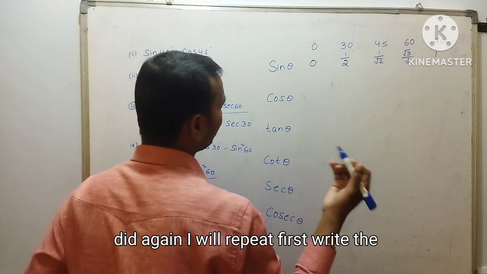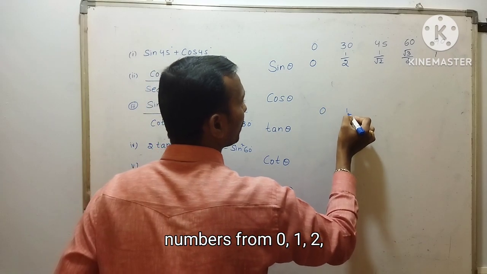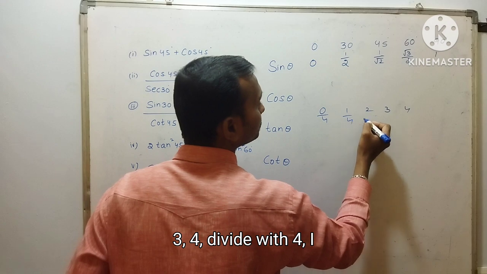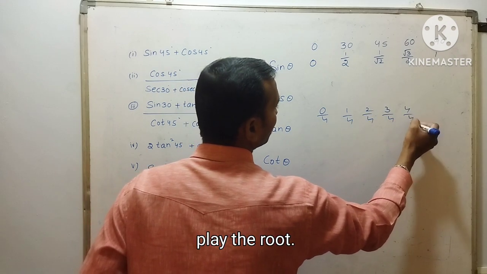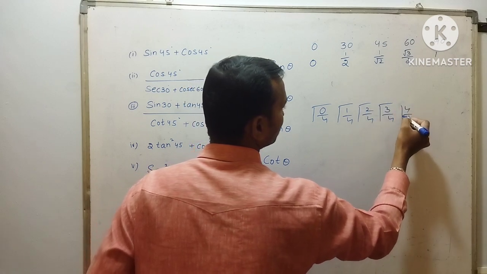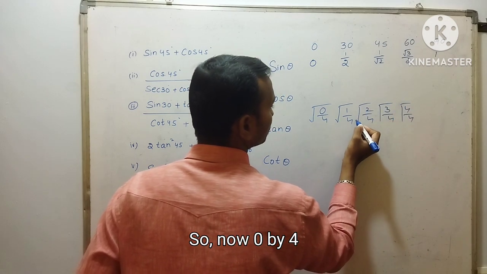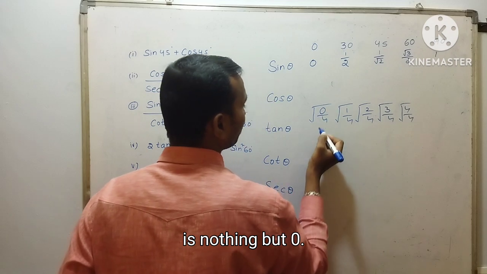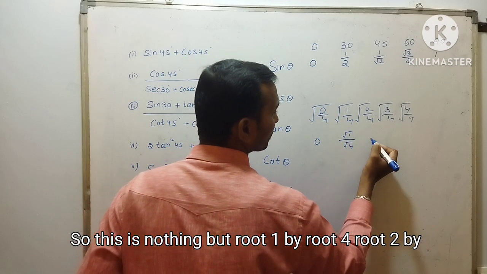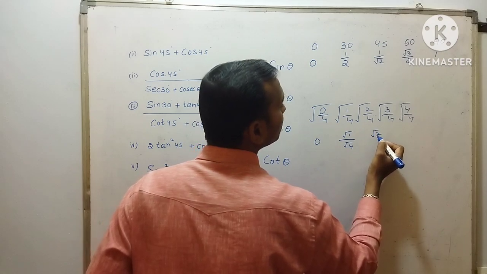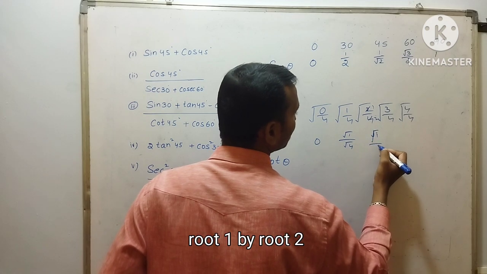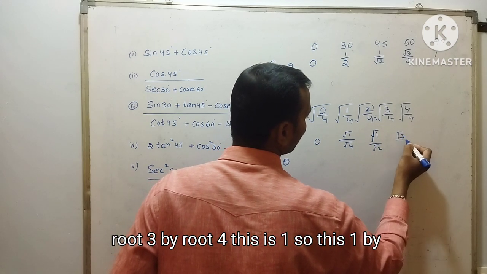What we did, again I will repeat. First write the numbers from 0, 1, 2, 3, 4. Divide with 4. Apply the root. So now, 0 by 4 is nothing but 0. So this is nothing but root 1 by root 4. Root 2 by 4, 2 one time, 2 two times, root 1 by root 2. Root 3 by root 4.